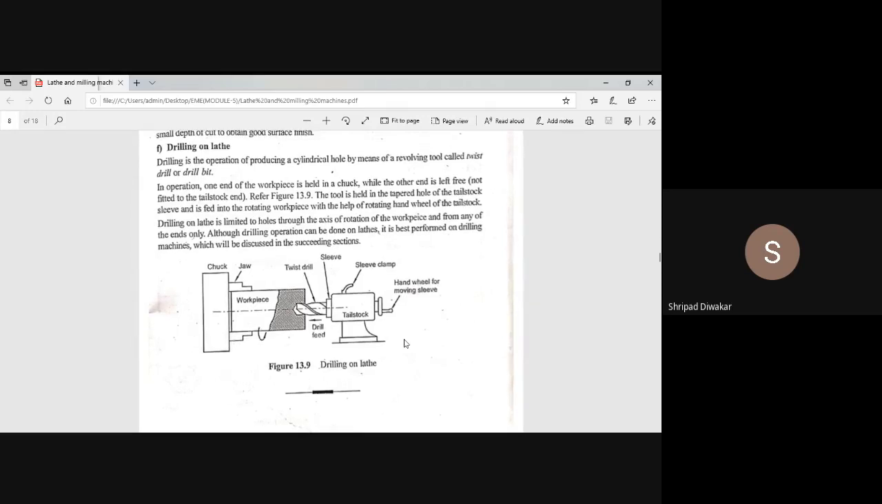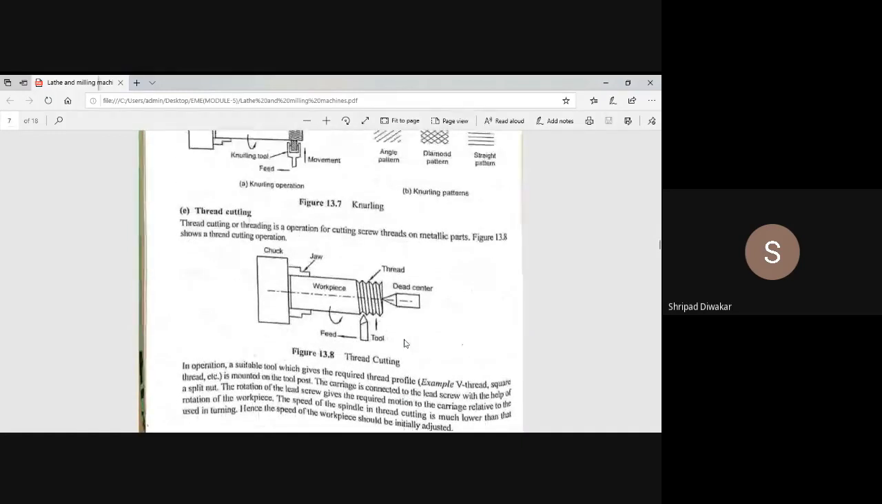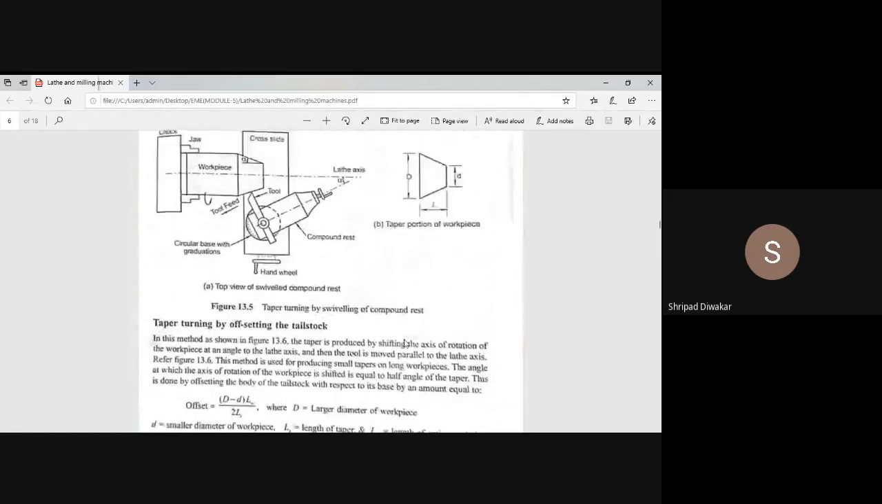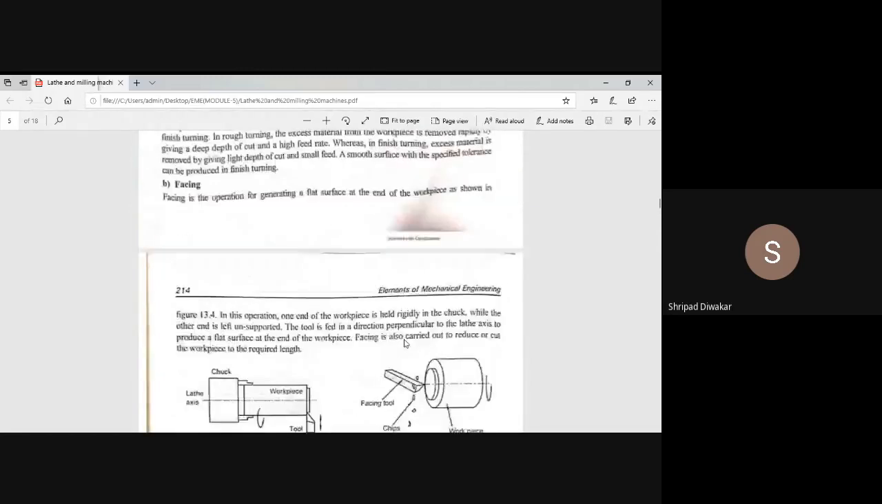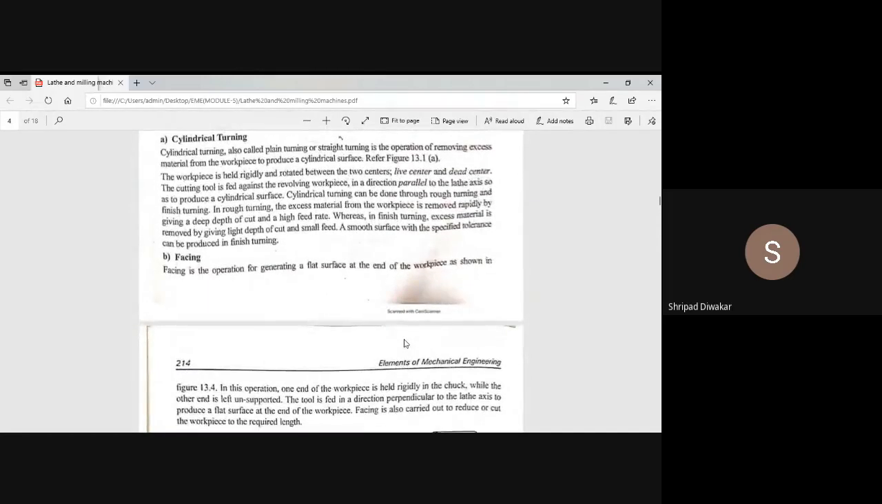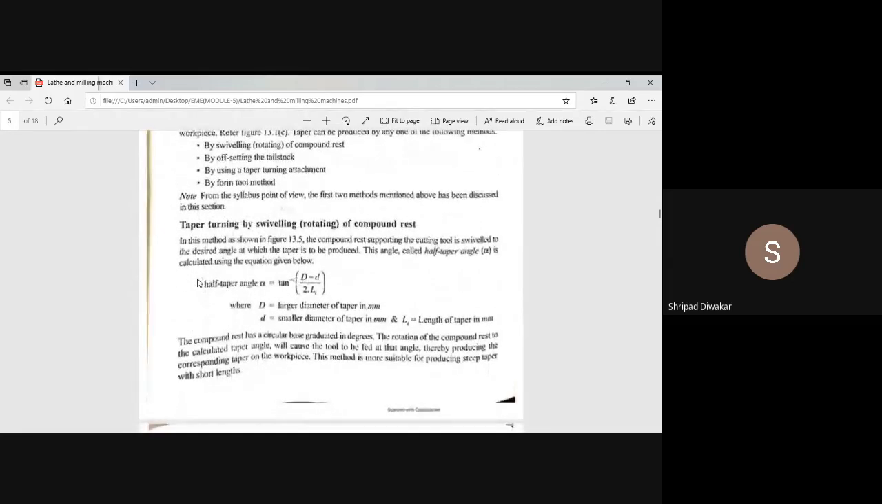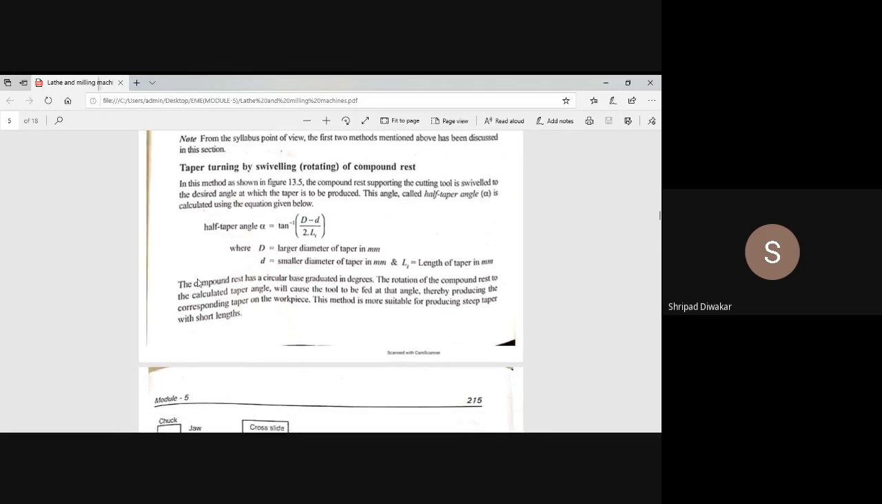Okay, I'll repeat once again. The various operations we can perform on the lathe machine are, first one, cylindrical turning. Cylindrical turning means the reduction in diameter of the given workpiece. Second one is facing, reduction in the length of the given workpiece. Third operation is taper turning, generation of the conical surface on the given workpiece. That is called taper turning.